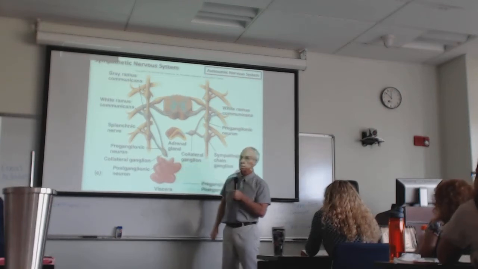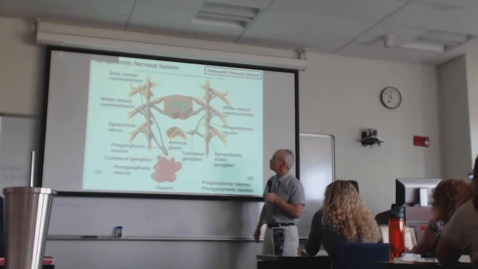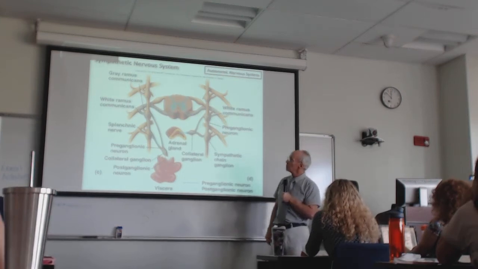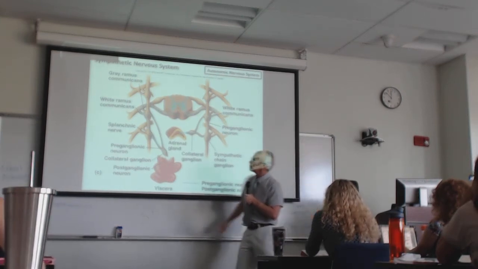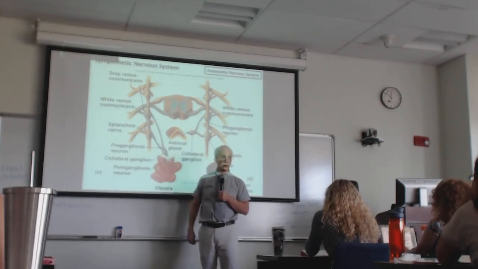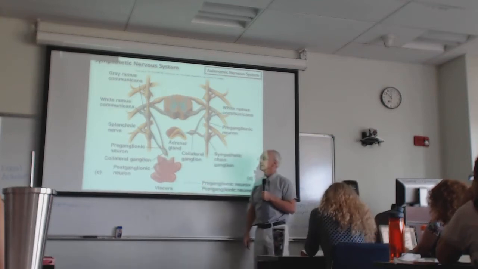Does that exit have a name? Like the gray rami communicans is where it normally goes, but for this one, the exit to the right. Oh, you're asking what this is? Yeah. Do they have a name? George just asked about it. Those are the thoracic splanchnics.